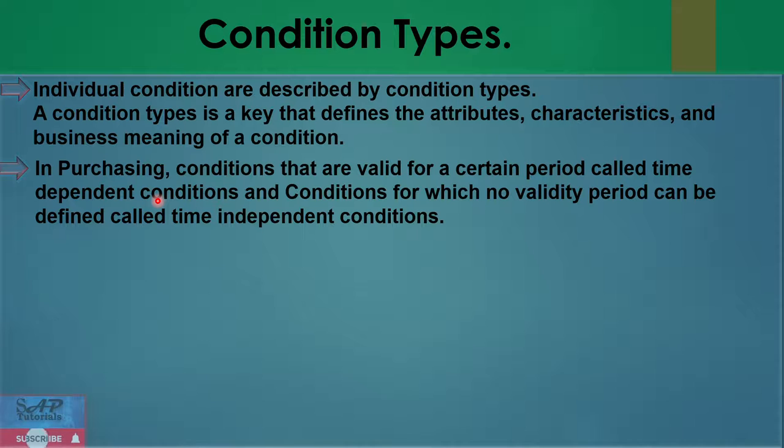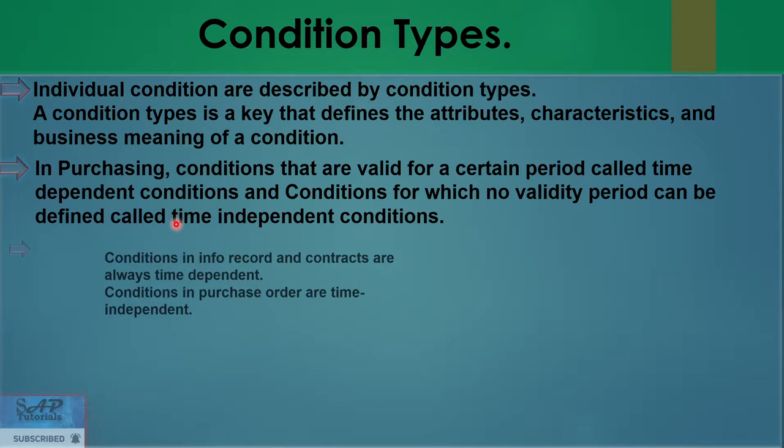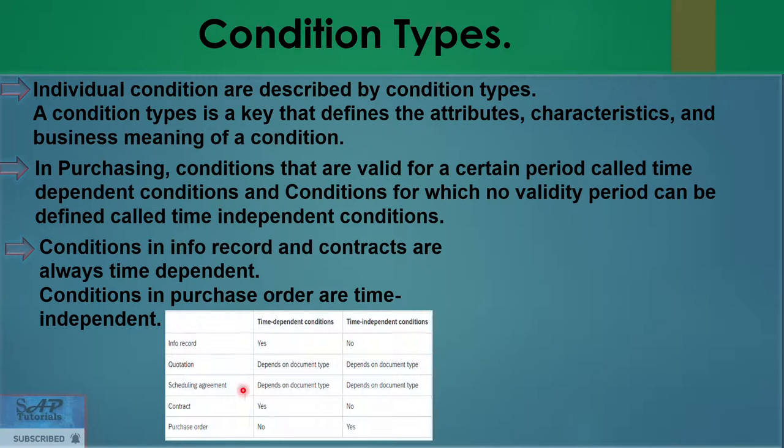Then in purchasing, conditions that are valid for a certain period, we call them time dependent conditions, and conditions without validity, where there is no validity period, we call independent conditions. So these are a few examples of which category, time dependent or time independent, you can see. Info record is a time dependent condition. Quotation depends on the type of document. Then scheduling agreement is also dependent on document type. Then contract is a time dependent condition, and purchase order is a time independent condition.